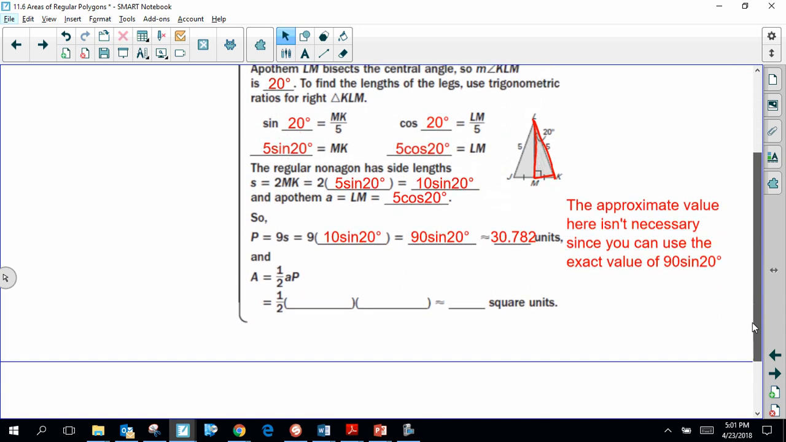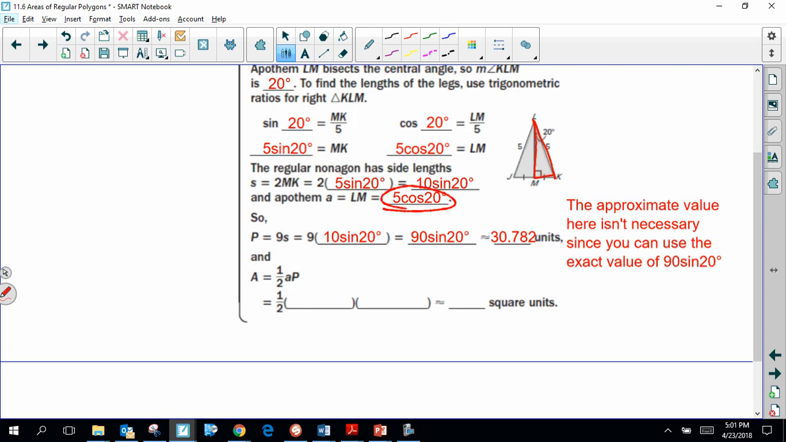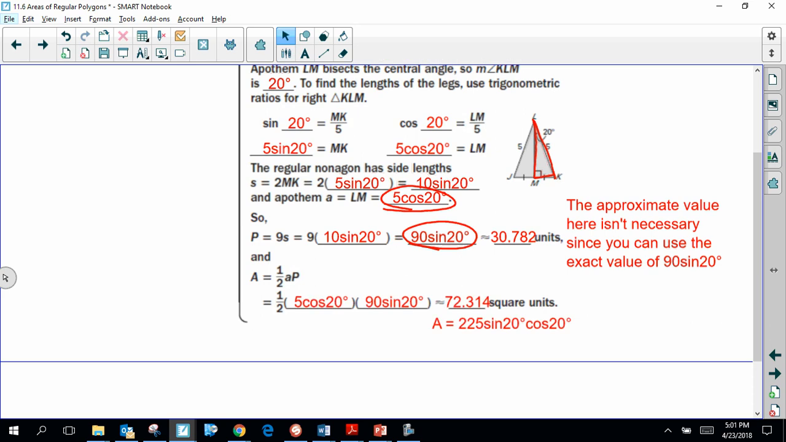units long. Now here they're giving us that 30.782 number, the approximate value, but it's really not necessary because we're not going to use a rounded number for our calculations. But now I know the apothem and I know the perimeter. So I'm going to substitute those values into the area formula and say that the area is about 72.314 square units. The exact answer would actually be 225 times sine of 20 times cosine of 20 units squared. That would be the exact answer, but we'll go ahead and round it to 3 decimal places here.